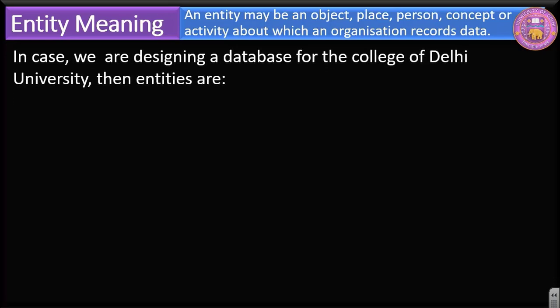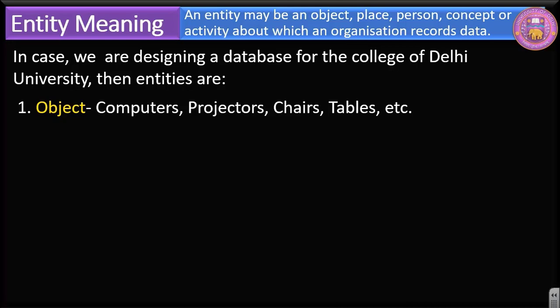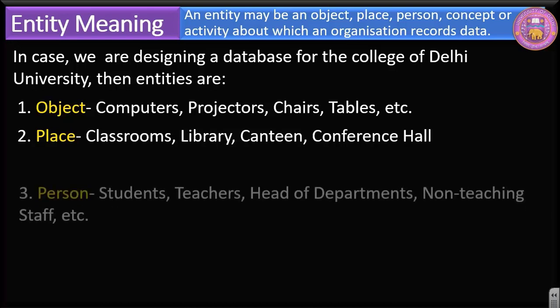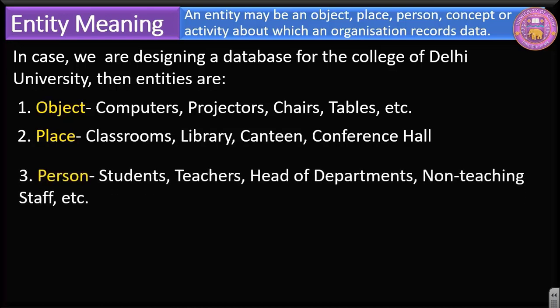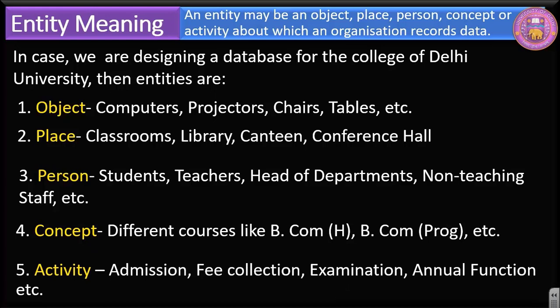In case we are designing a database for a college of Delhi University, then entities are: first, objects, such as computers, projectors, chairs, tables, etc. Second, places: classroom, library, canteen, conference hall, etc. Third, persons: student, teachers, head of department, non-teaching staff, etc. Fourth, concepts: different courses like BCom Honors, BCom Program, etc.